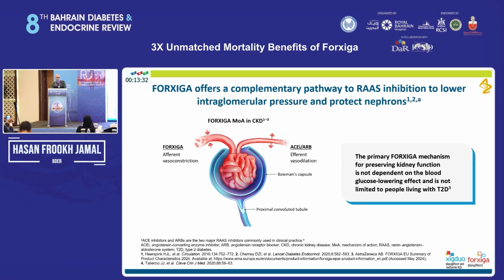So what is the mechanism of the SGLT2 inhibitor? Dr. Asmashi already mentioned that. As we can see, before we used ACE inhibitors or ARBs among patients with CKD, as you know, ACE inhibitors and ARBs act mainly on efferent vasodilatation, decreasing the intraglomerular pressure, while Forxiga, the SGLT2 inhibitor, empagliflozin, will act on afferent vasoconstriction, again reducing the intraglomerular pressure. So the primary mechanism of the SGLT2 inhibitor does not depend on the blood glucose lowering effect, and it is not limited to type 2 diabetes patients. As you can see here, it reduces the intraglomerular pressure, and that's why you can use it and get a benefit for CKD patients.